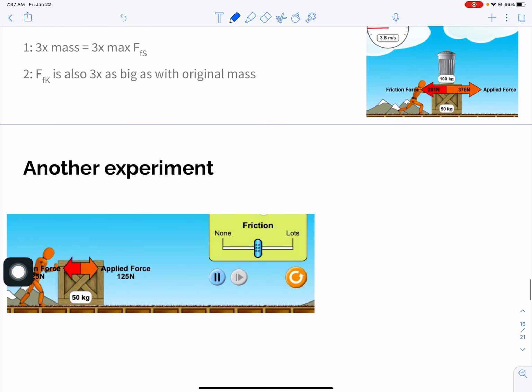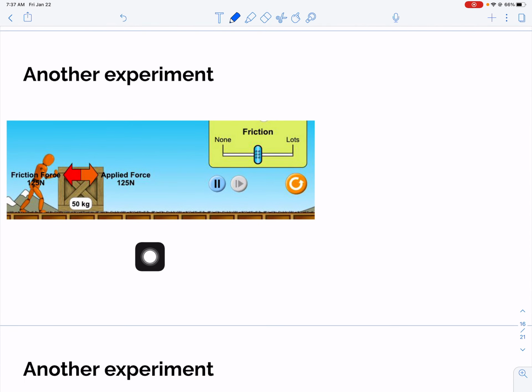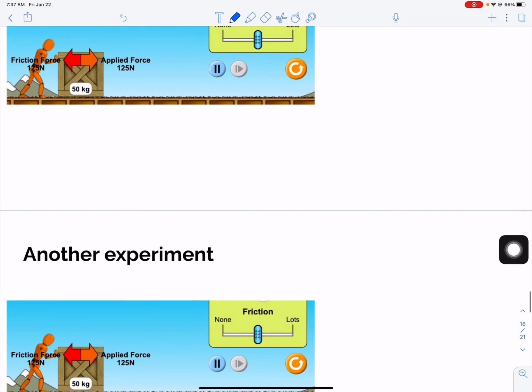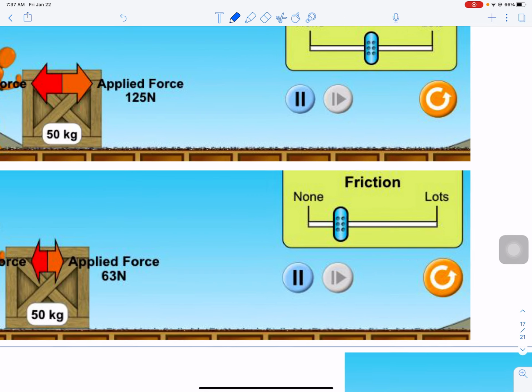All right, we're going to do another experiment. This is our last one, in case you're getting bored. So all of the trials I did, friction was set right in the middle, which is the default, okay? And I found that my maximum applied force of static friction was 125 newtons, okay? Then I turned the friction down, and I want to just point out what's happening.